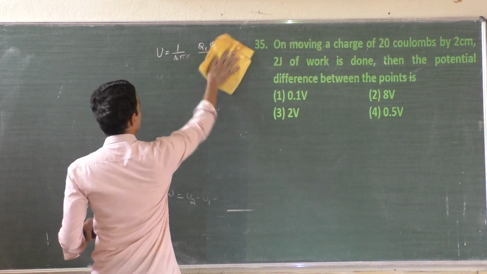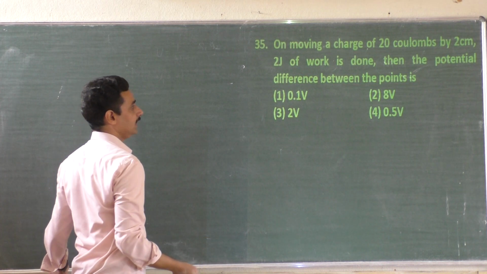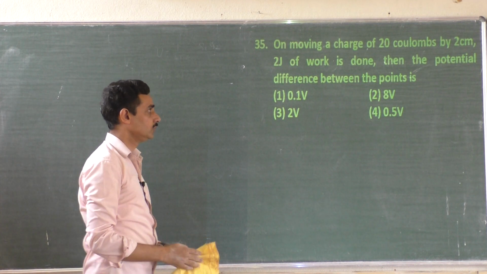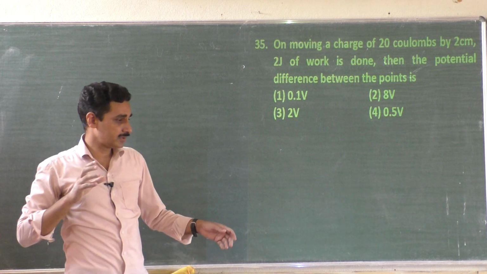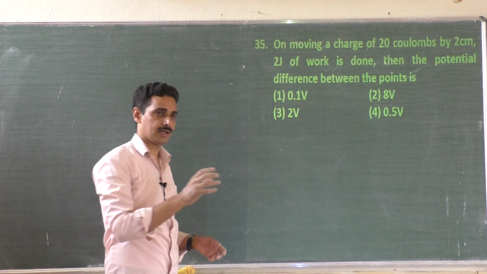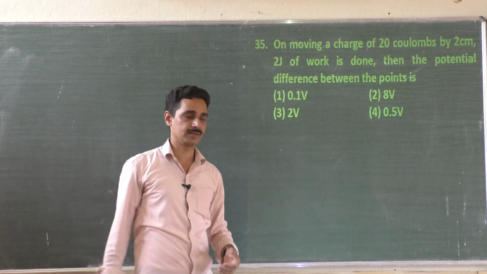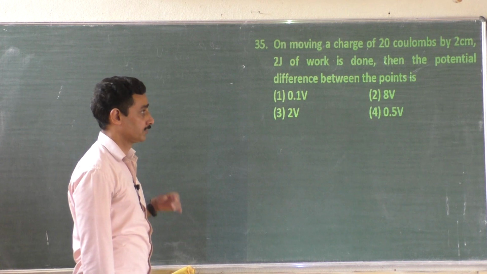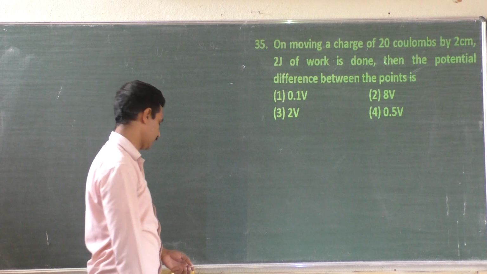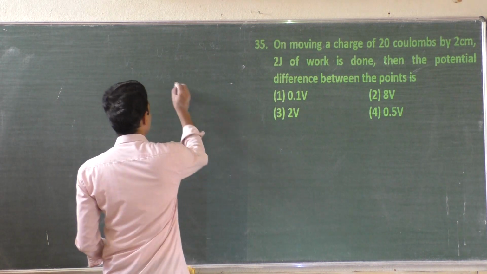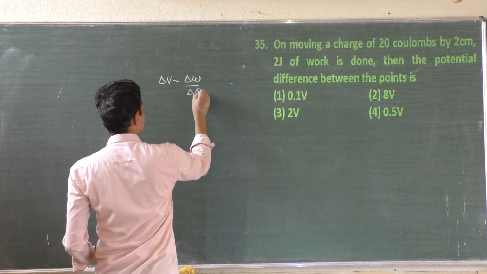35th problem. On moving a charge of 20 coulombs by 2 centimeters, 2 joules of work is done. So, suppose there is an electric field, you have to push a charge against the electric field. Suppose the electric field is like this, a positive charge must be pushed in the opposite direction. Then the potential difference. Potential difference between any 2 points is the work done in taking a charge, delta W by delta Q.